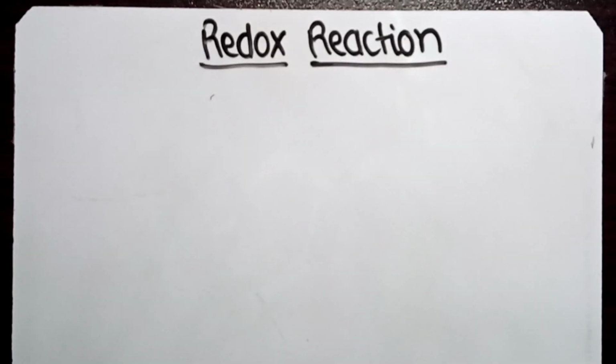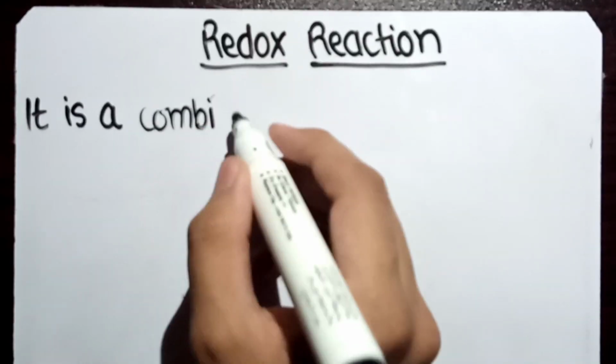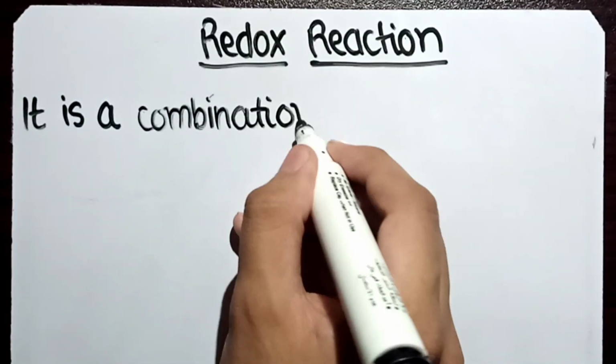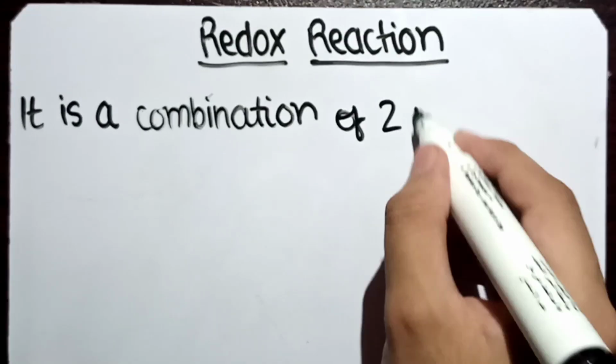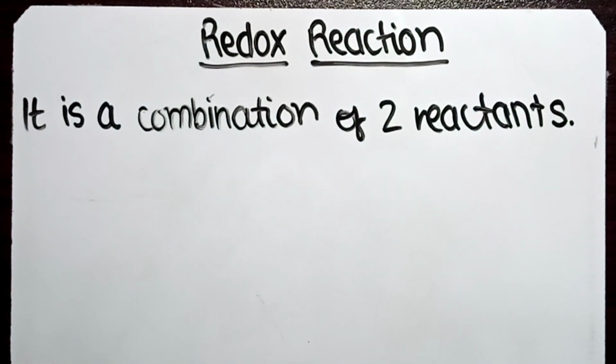In chemistry, what is a redox reaction? We need to understand the properties. It is a combination of two reactants. What are the two reactants?